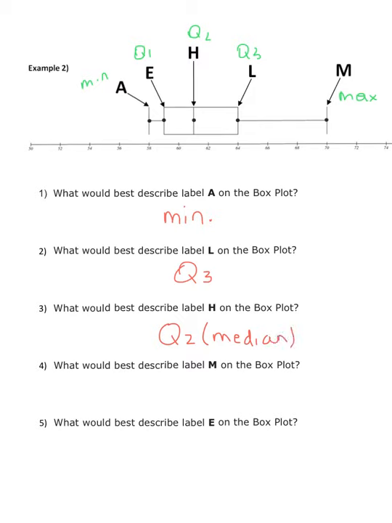Question 4, what would best describe label M on the box plot? So label M is your max, your maximum value. And last question, number 5. What would best describe label E on the box plot? So label E says Q1 for the first quartile. Now, if you've watched through this whole video, this assignment should be pretty easy.